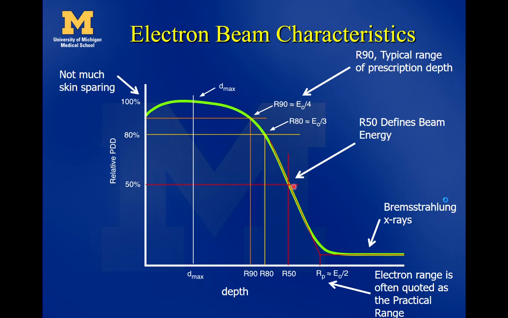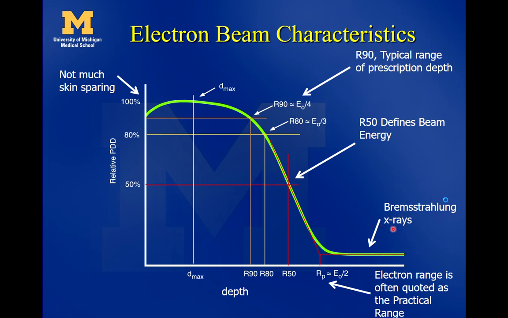R50, this is an important concept for beam calibration. It defines the depth of 50% dose for calibration. Down here you have RP, practical range. It's basically the beam energy divided by 2. It's the range extrapolated for this beam coming out this way. And here we have the Bremsstrahlung X-ray.